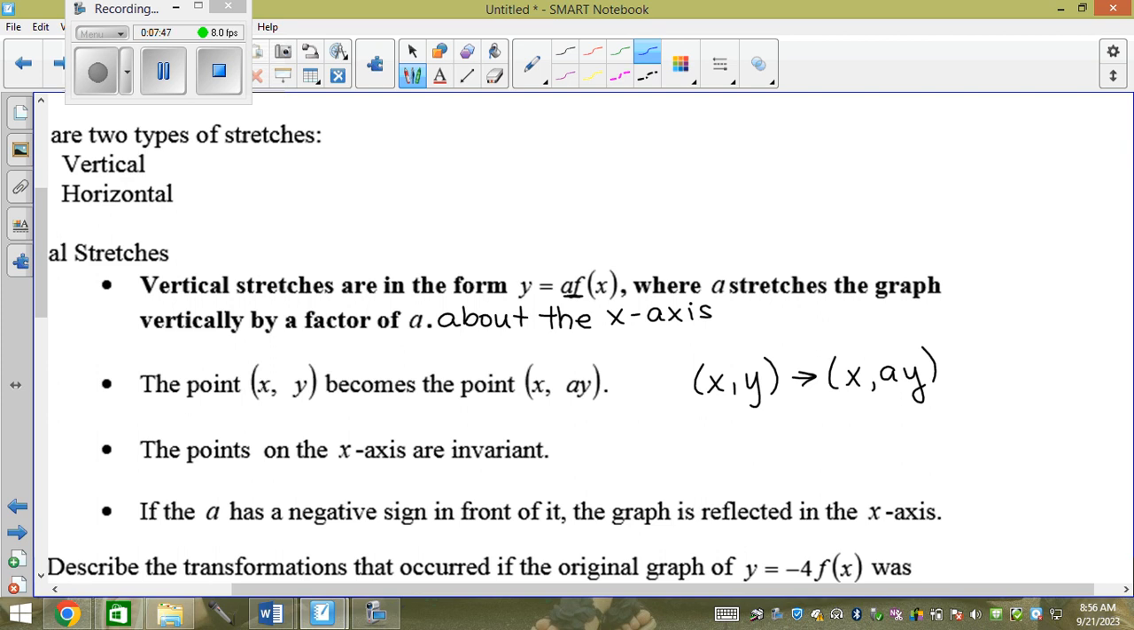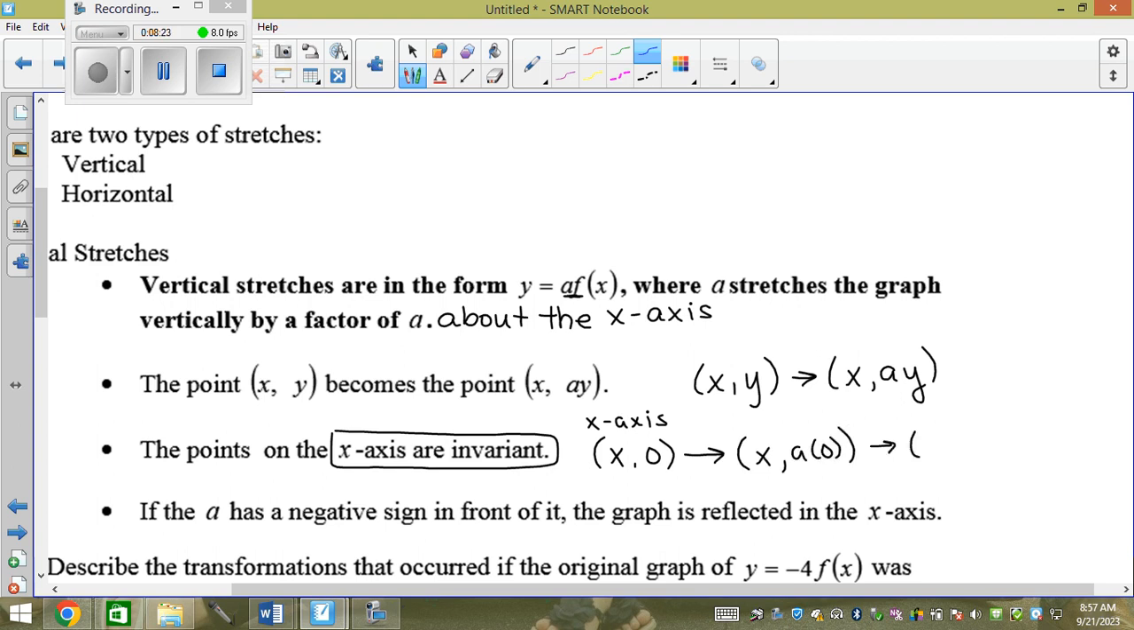The points on the x-axis are invariant. Why are the points on the x-axis invariant? If I'm multiplying my y's by a, invariant means doesn't change. Because along the x-axis, y is 0, so it doesn't matter what you multiply it by. Correct. So on my x-axis, I have (x, 0). That's what every coordinate on the x-axis is going to be. (x, 0). The x will change every single time, but the y will not. We agree? So if I apply that to my mapping, I would get (x, a times 0), and anything times 0 is just 0.